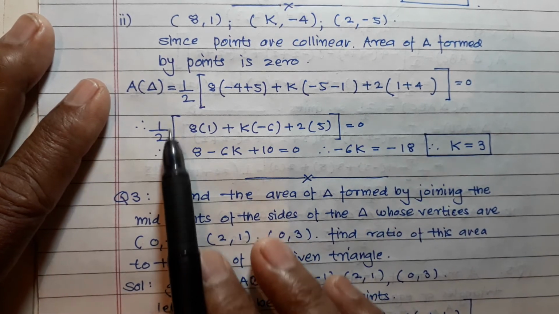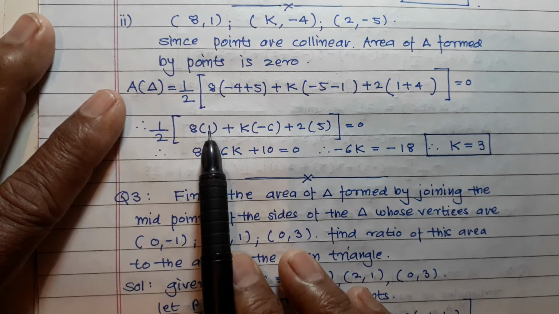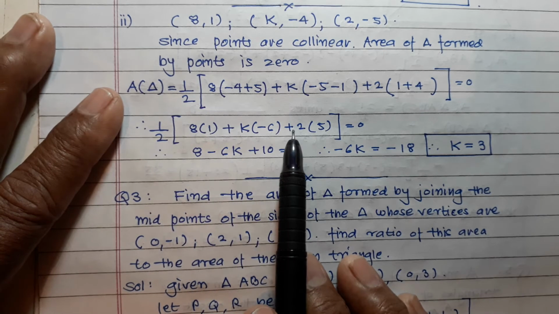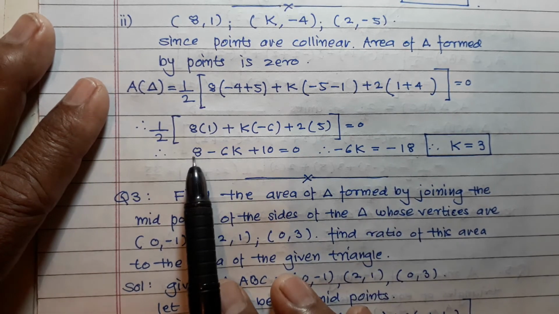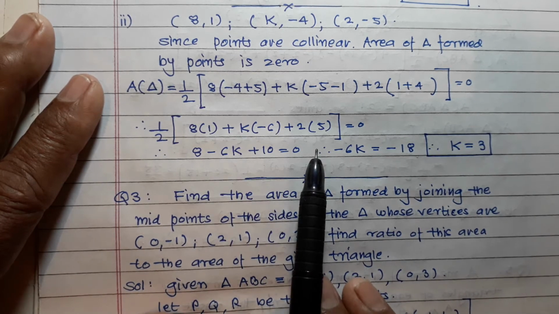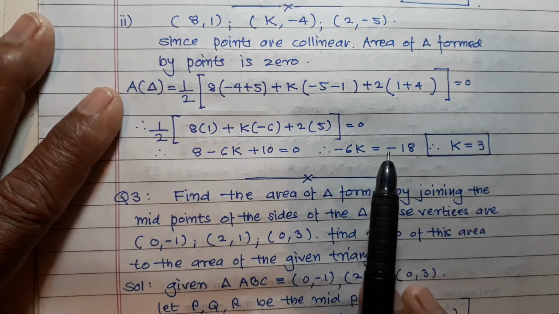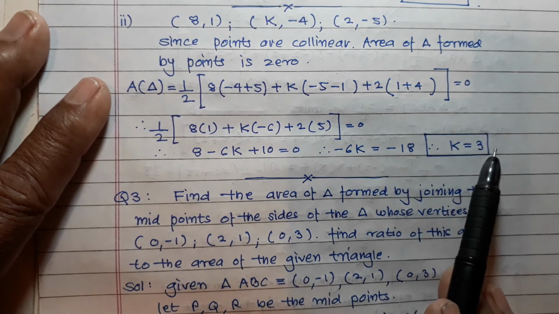Simplify this. 1 upon 2 into bracket 8 into 1 plus k minus 6, plus 2 into 5 is equal to 0, and therefore 8 minus 6k plus 10 is equal to 0, and therefore minus 6k is equal to minus 18, and therefore k is equal to 3.